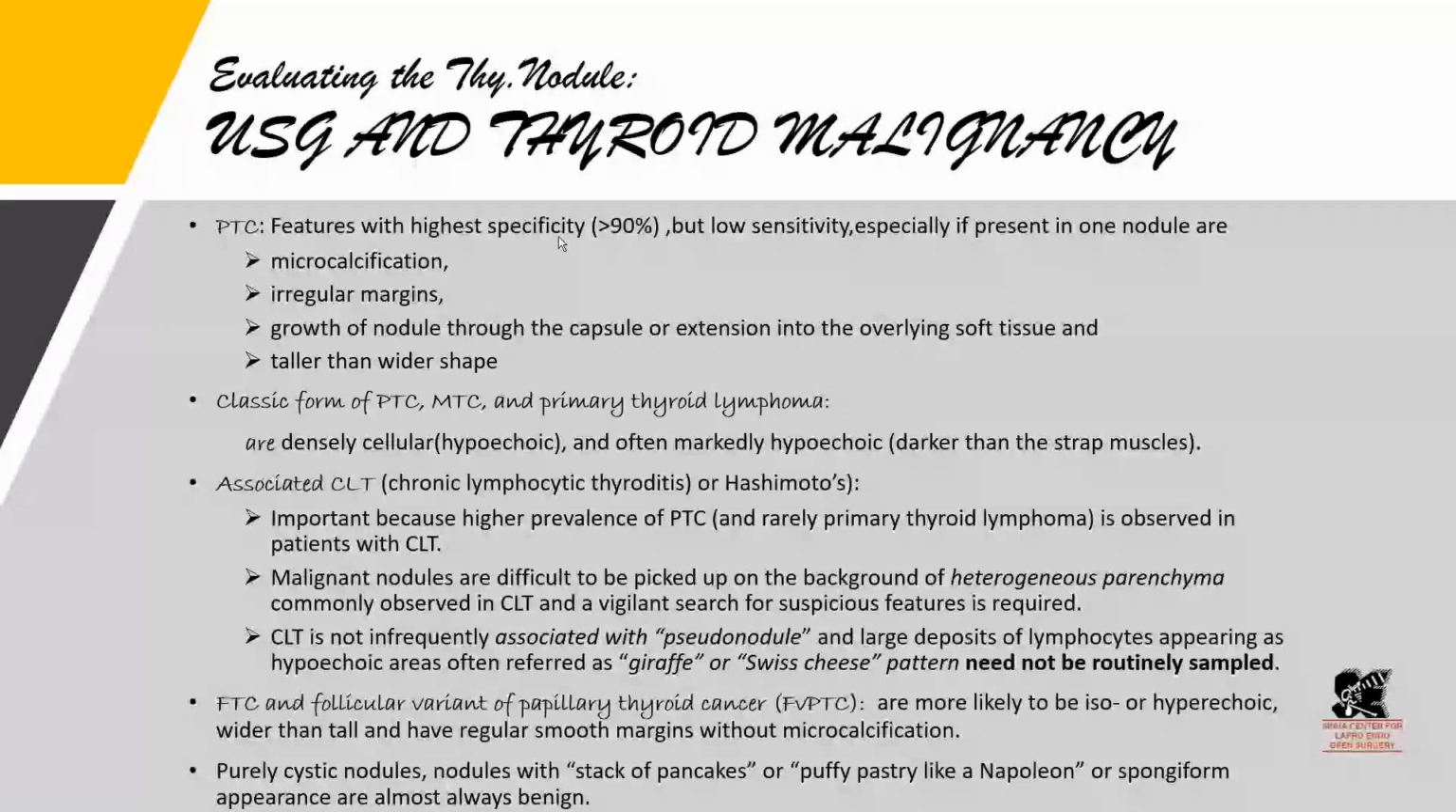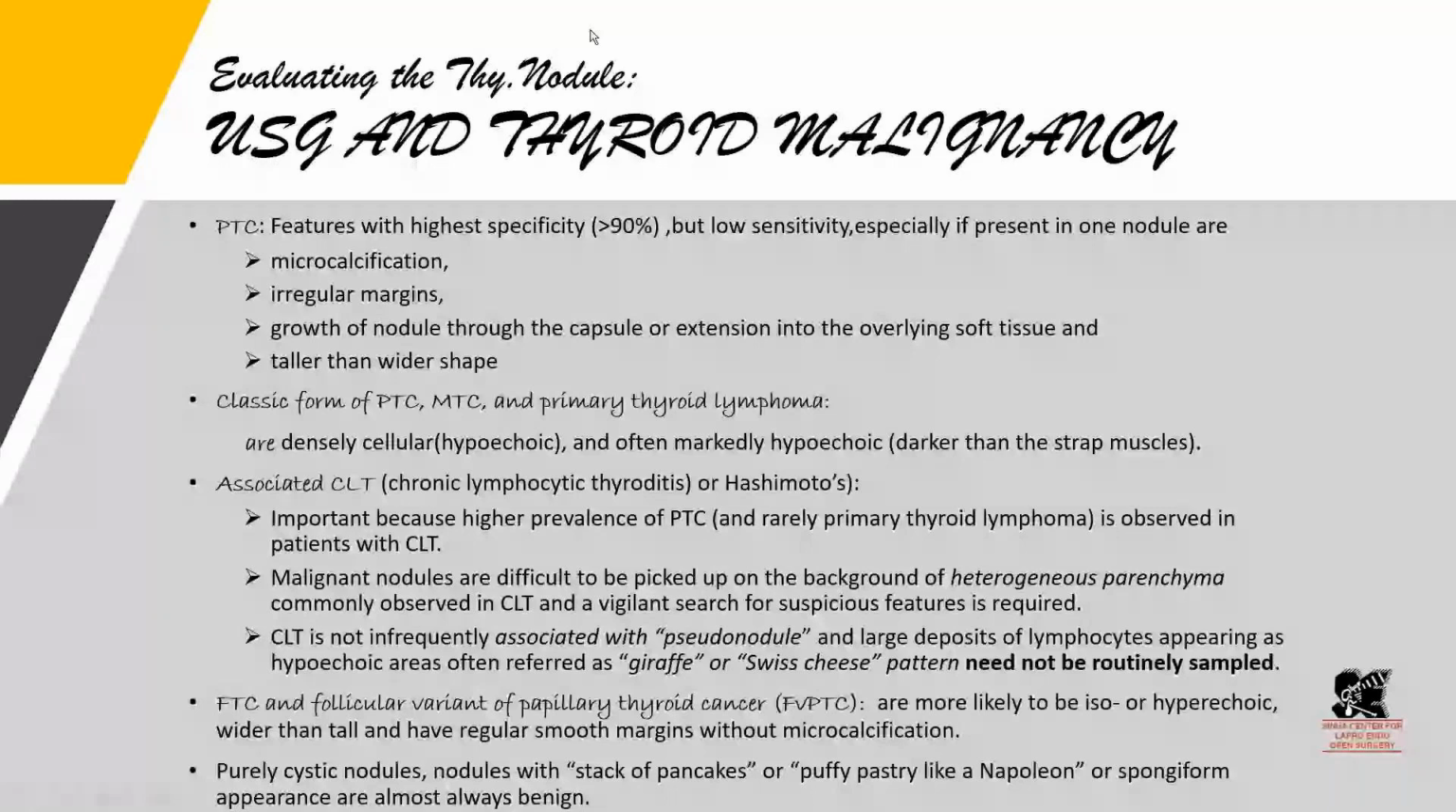Classic form of PTC. MTC, basically medullary thyroid carcinoma, and primary thyroid lymphomas. Again, you're looking at a hypoechoic picture. Now, when a particular nodule is densely cellular, it will give rise to what? Hypoechoic picture on an ultrasound. So, markedly hypoechoic, associated chronic lymphocytic thyroiditis often poses a problem in the ultrasound diagnosis. Why does it do that?